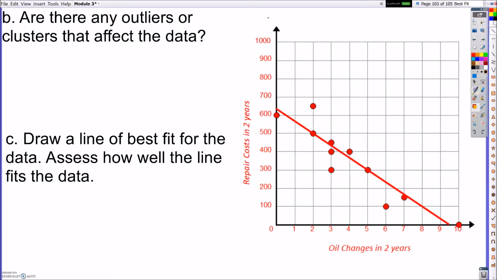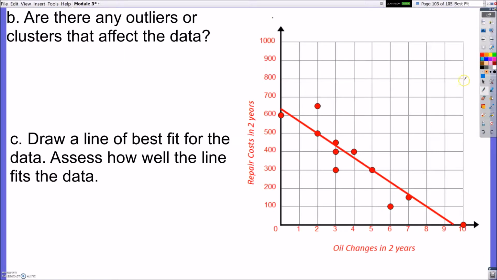So the next thing we want to do is, are there any outliers? Meaning, if there's someone who got 10 oil changes and paid $800, that would be an outlier because it doesn't follow the general trend. Now we could say this person right here is a possible outlier. So he got 2 oil changes, and he had to pay $650.